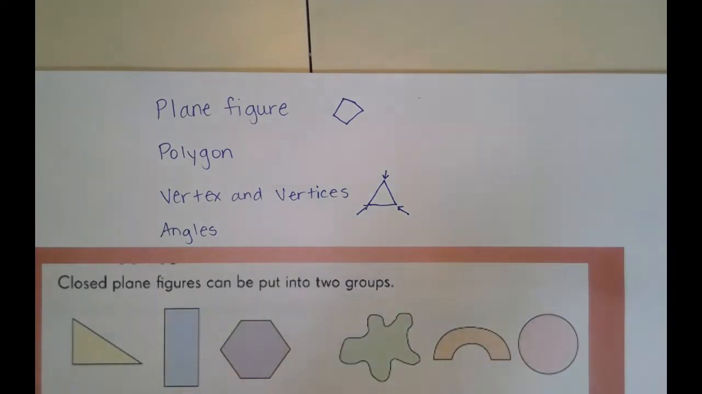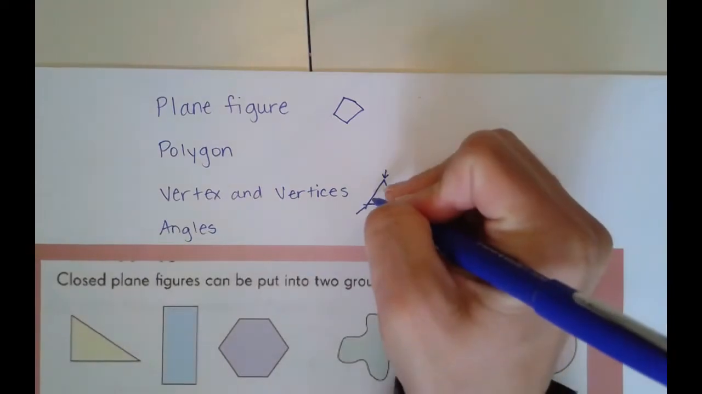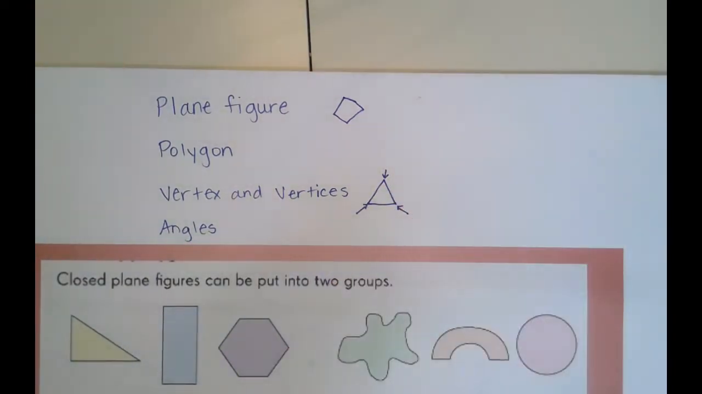And then here we have also the word angles. And we've been learning about angles already, so that should not be a new word to you. Angles are the inside space when two sides come together. The inside space when two sides come together.